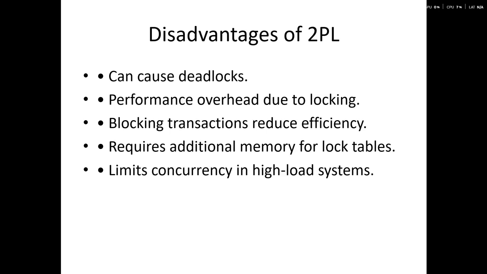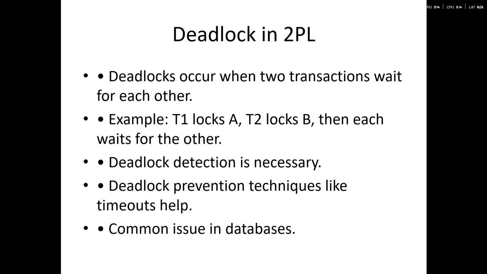Disadvantages: two-phase locking protocol can cause deadlocks, has performance overhead due to locking, blocking transactions reduce efficiency, it requires additional memory for lock tables, and it limits concurrency in high-load systems.